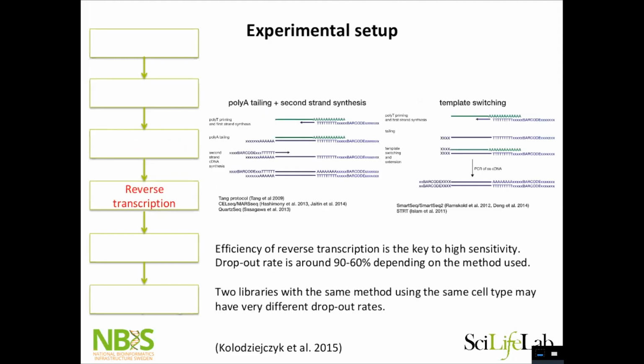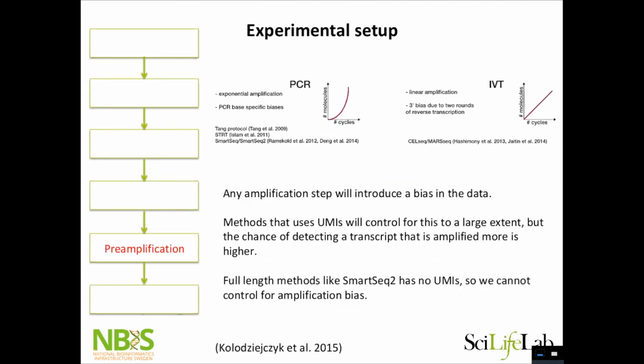And then reverse transcription, of course. This is the big limiting step: whether you detect transcripts or not. Hopefully, it will be fairly similar for all cell types. I mean, it's not a random selection, but hopefully the same transcript will have the same chance of reverse transcription, so that we will be able to use the data. And then, of course, we amplify. If we have UMIs, we can control for it. But there will always be a bias there.